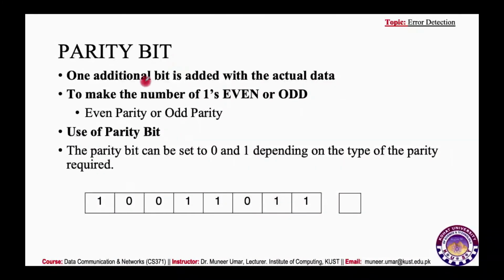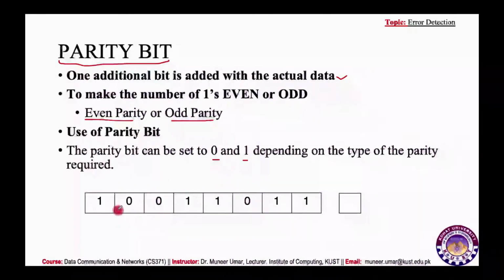Parity bit. One additional bit is added with the actual data to make the number of ones even or odd. So we will have even parity or odd parity. The additional bit would be called the parity bit. So for redundancy check, we use parity bit. The parity bit can be set to 0 or 1 depending on the type of parity required.